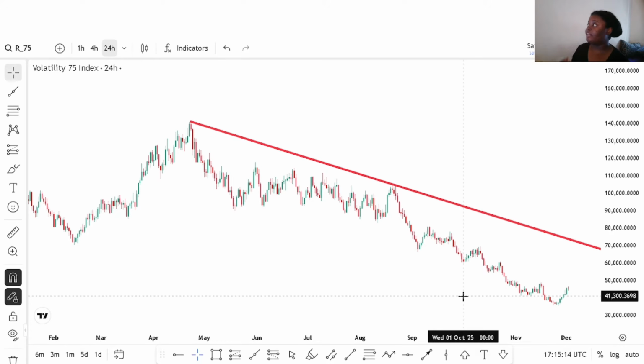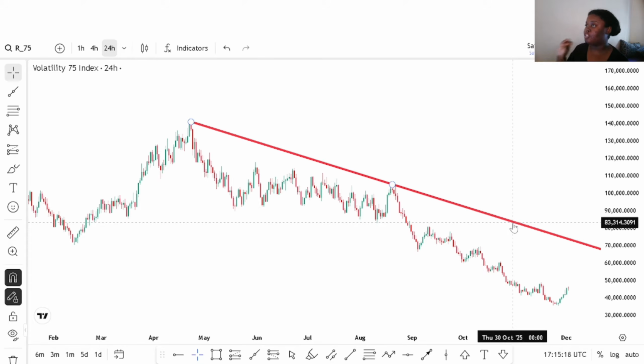It's not a trend line to say, okay, the market broke this trend line, it's time to jump into the market to enter a long position. No, it's just there for guidance. It's just there to tell me the market is trailing along this trend line here.